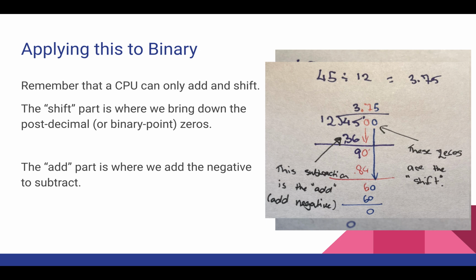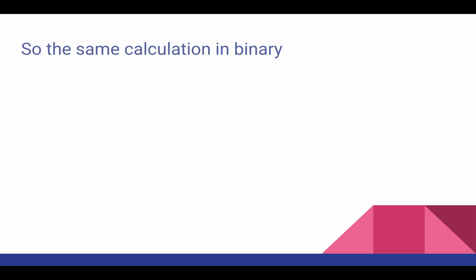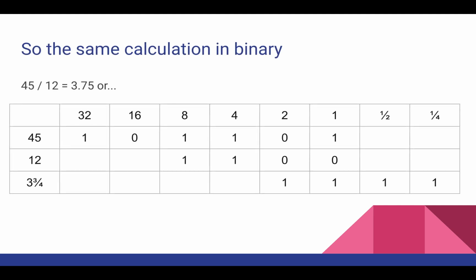So when we do this now for us in our calculation, well, 45 divided by 12 is 3.75, like we said. Just so I know what my binary numbers are going to be, 45 is 101101, 12 is 1100, and 3.75, or 3 3/4, is 11.11. So I know what my answers are going to be. This is just to make sure I know what I'm trying to do.